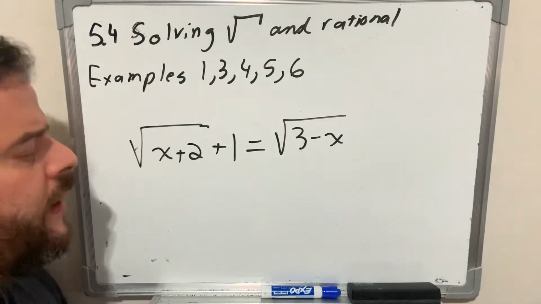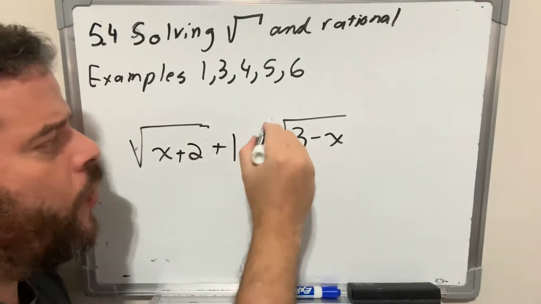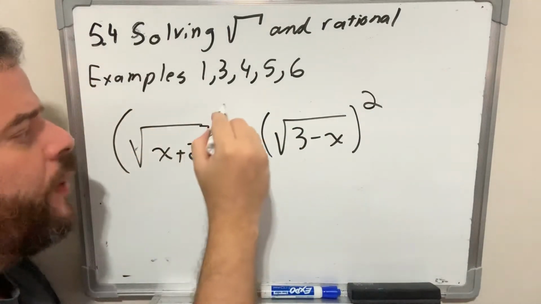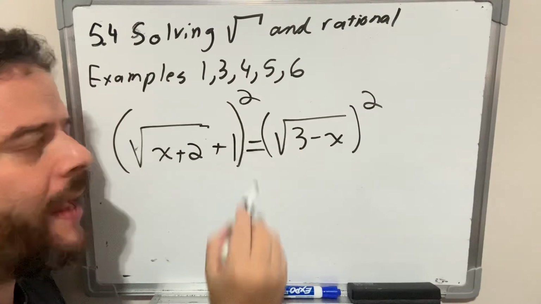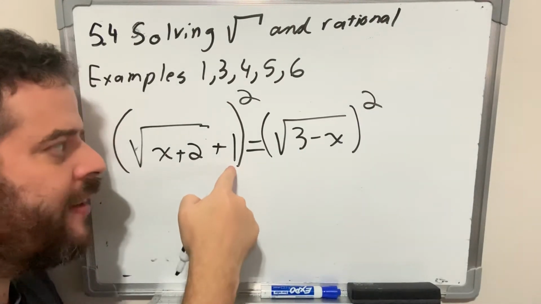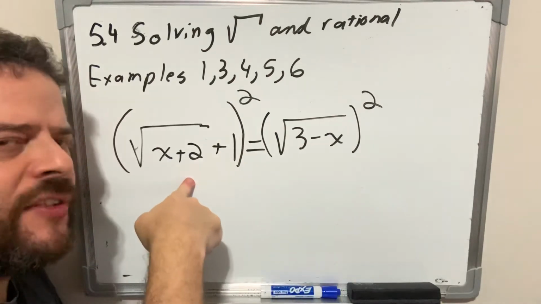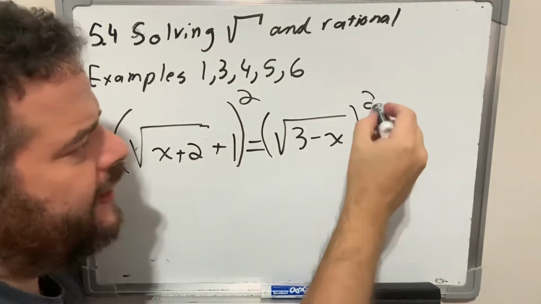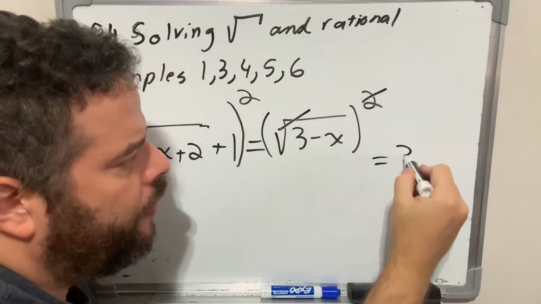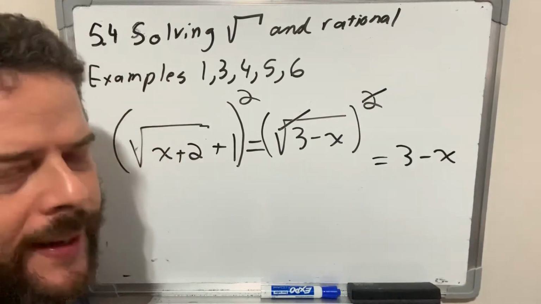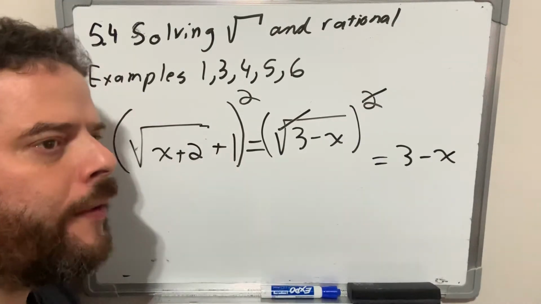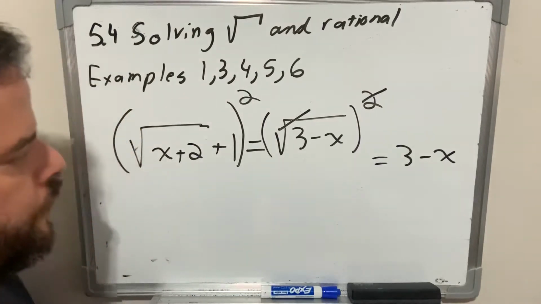First of all, like I did in the bottom, I have to square both sides. So I'm going to square the right-hand side, and I am going to square the right-hand side. Not just the radical, but the right-hand side, including that +1 that is outside of my radical. On the right-hand side, it's pretty straightforward. This gets canceled out, and I'm left with 3 minus x on the right-hand side. Pretty simple. But let's see what happens when we square this expression.